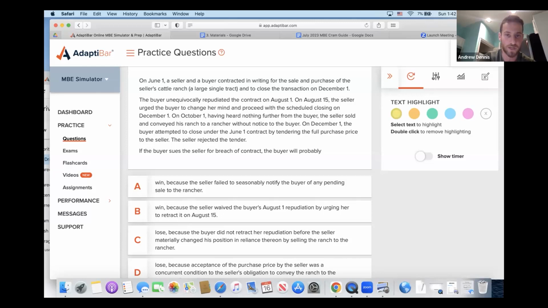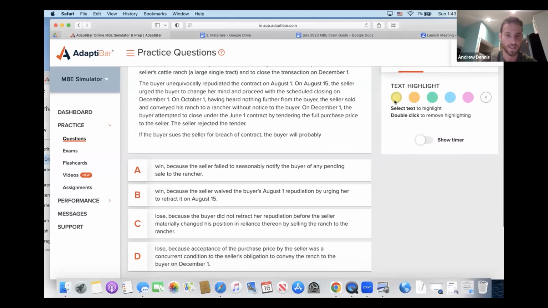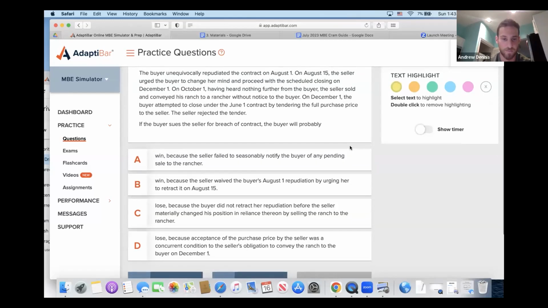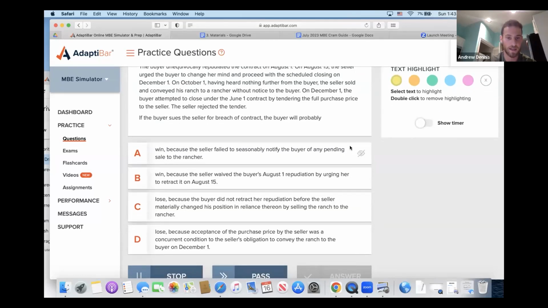If the buyer sues the seller for breach of contract, the buyer will probably win because the seller failed to notify the buyer of any pending sale of the ranch, or win because the seller waived the buyer's August 1st repudiation by urging her to retract it on August 15th, or lose because the buyer did not retract her repudiation before the seller materially changed his position in reliance thereon by selling the ranch to the rancher, or lose because acceptance of the purchase price by the seller was a concurrent condition to the seller's obligation to convey the ranch to the buyer on December 1st.